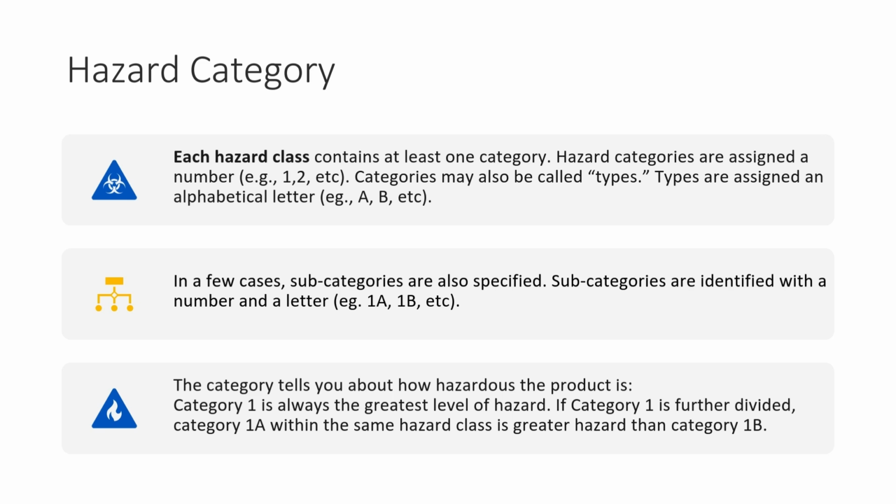The category tells you about how hazardous the product is. Category 1 is always the greatest level of hazard. If Category 1 is further divided, Category 1A within the same hazard class is a greater hazard than Category 1B.